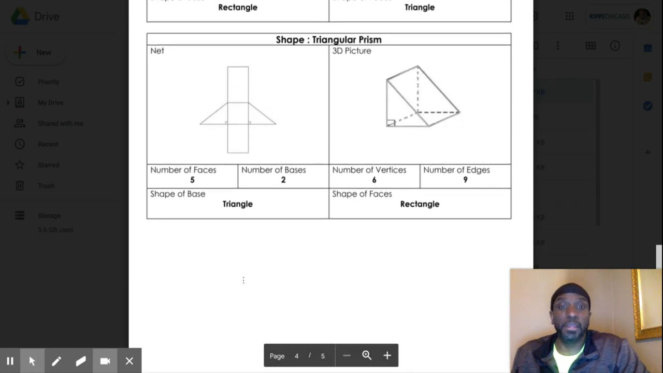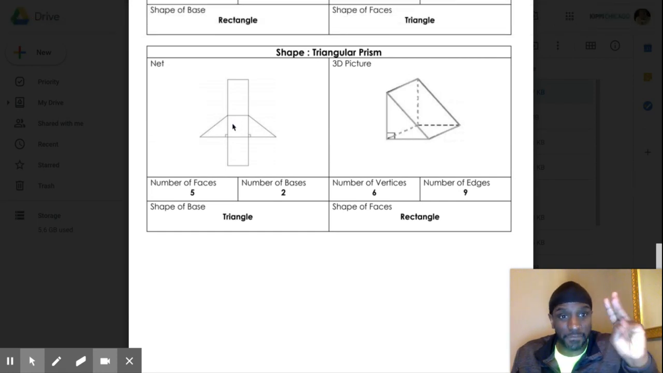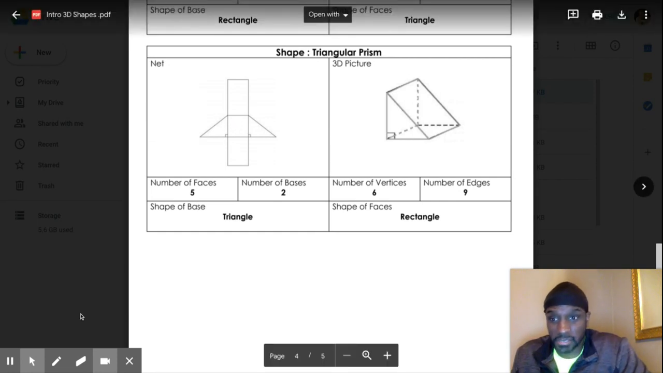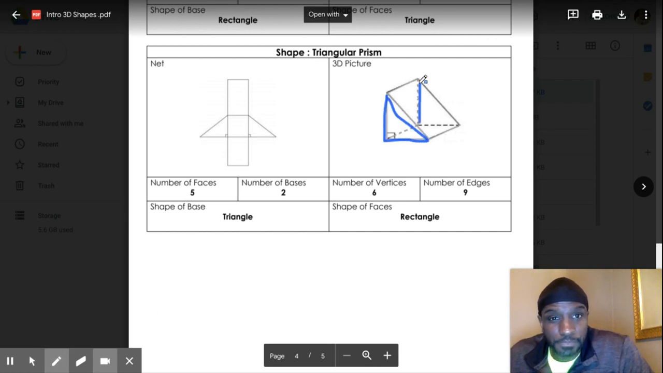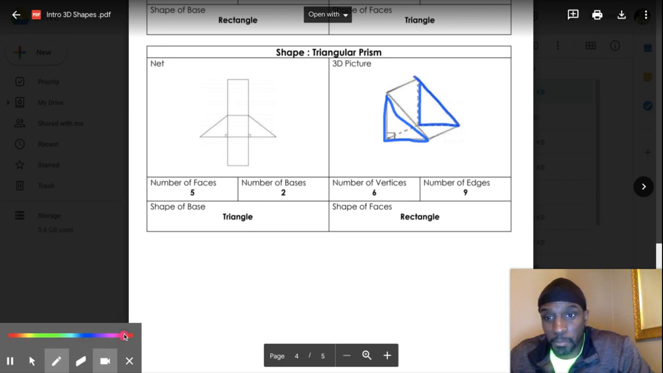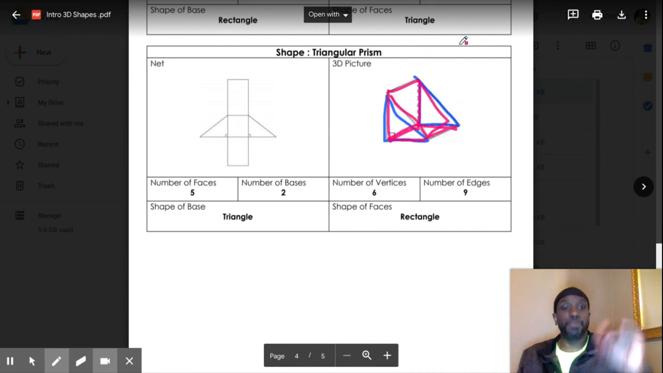This is a triangular prism. It has 2 triangular faces and 3 rectangular faces. So let's look at this. Look at this. 2 triangles here. 1, 2. But then there are 3 rectangular faces. There's 1 right here on the bottom. There's 1 right here on the back end. And then there's 1 right here in the front. So that is 3 rectangular faces.